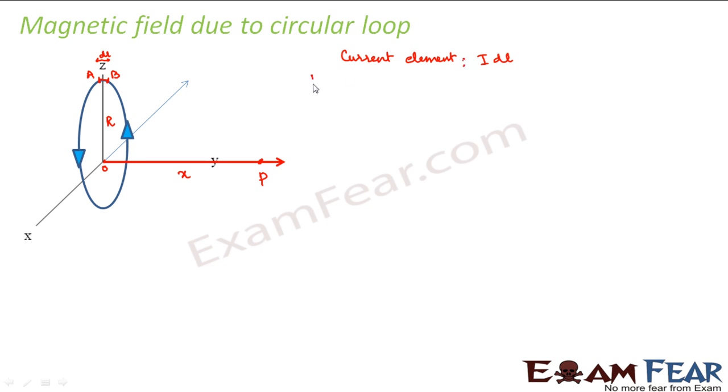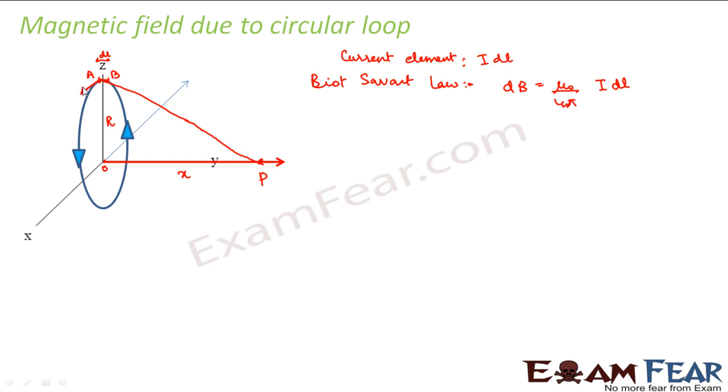right? Now according to Biot-Savart law, the small magnetic field due to this current element dl at point P will be equal to mu naught by 4 pi, I dl sine theta by r square. What is theta? Theta is the angle which dl, that is the length element, makes with the position vector. So let us draw the position vector. This is the position vector, right? So theta is the angle between this dl and this line.